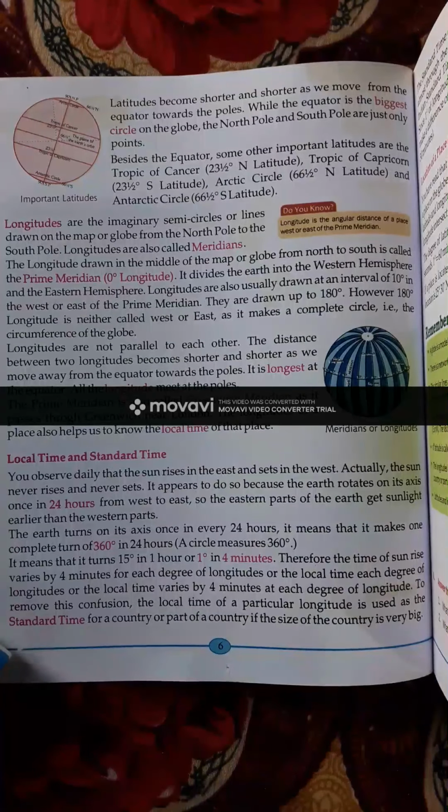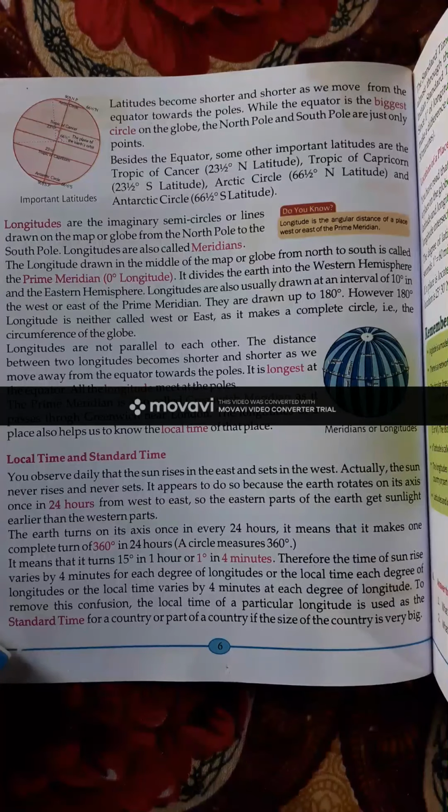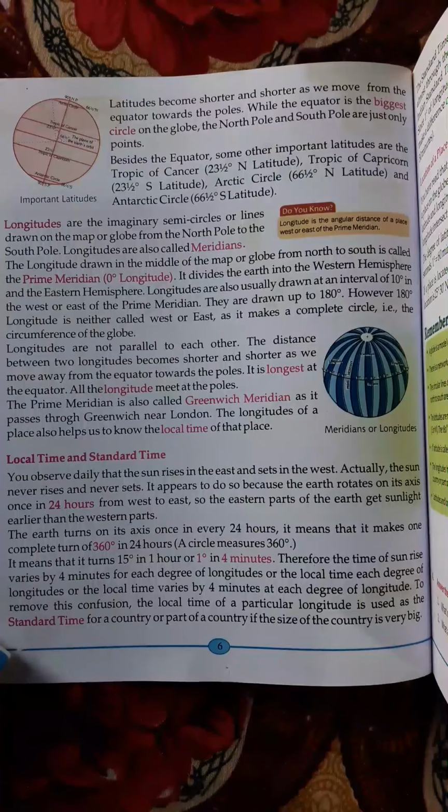You observe daily that the sun rises in the east and sets in the west. Actually, the sun never rises and never sets. It appears to do so because the earth rotates on its own axis in 24 hours.